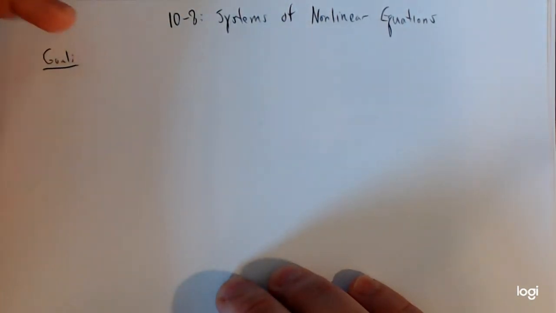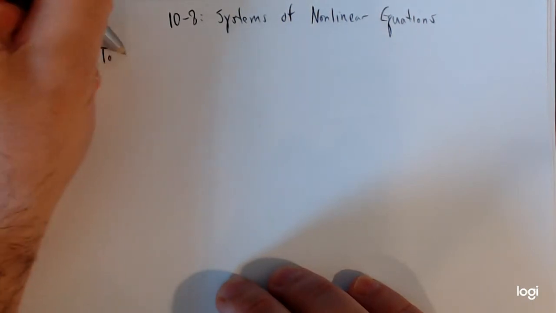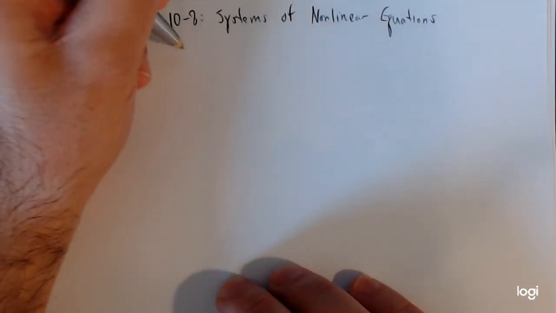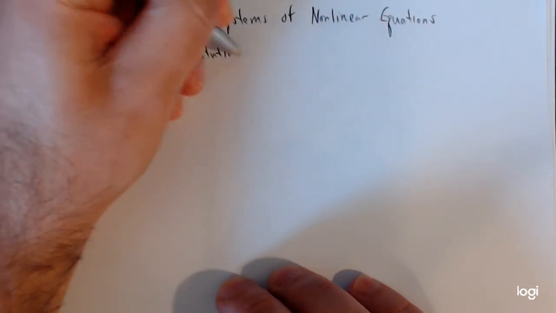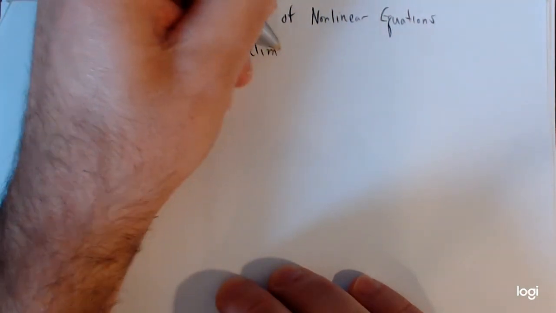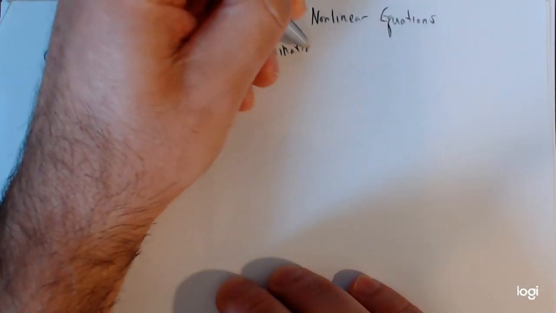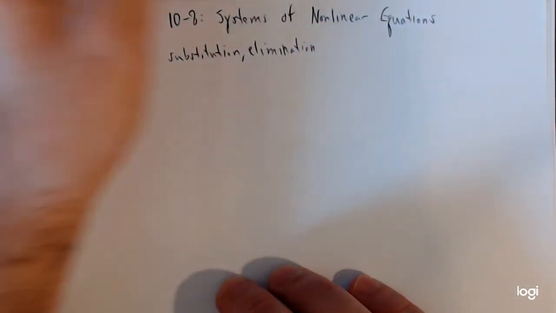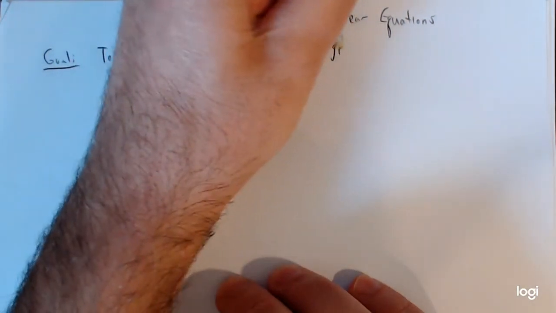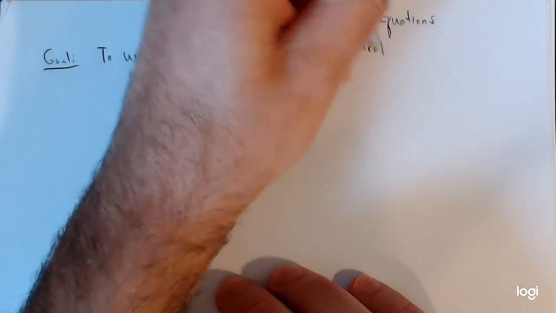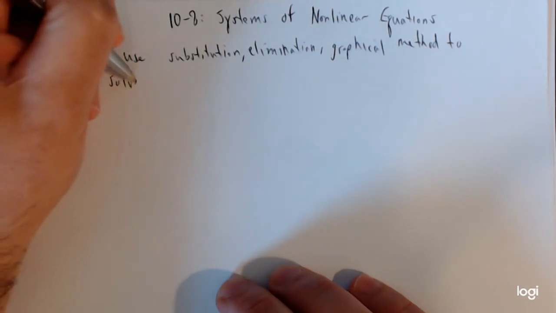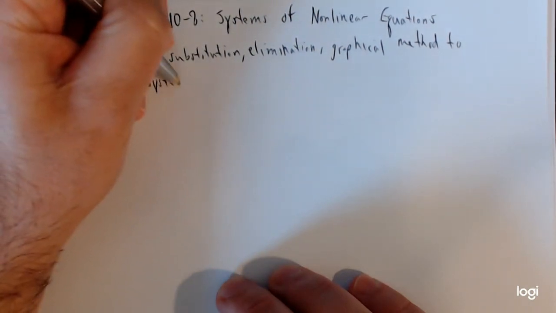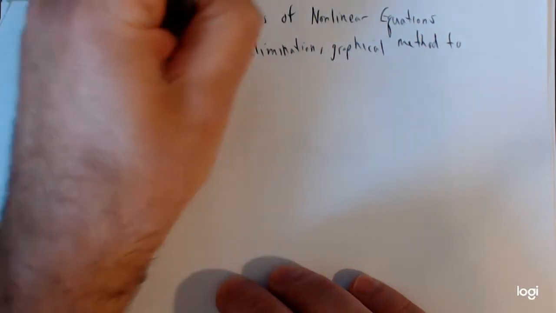So the goal of this section is to use substitution, elimination, and the graphical method to solve systems of nonlinear equations.